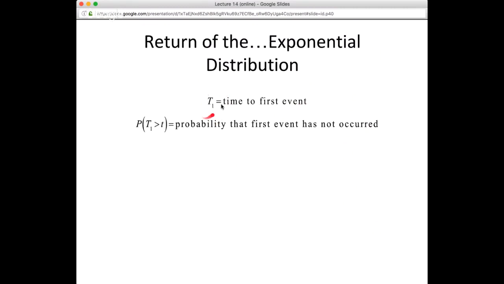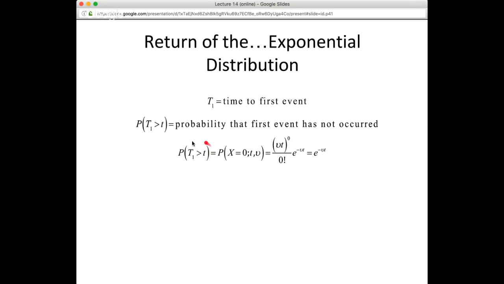So let T1 be the random variable for the time to a first event. Just like for the geometric distribution, capital N was the random variable for the number of trials to the first event, we're going to let capital T1 be the random variable for the time to the first event. If we were interested in the probability that that random variable was greater than t, basically that would be the probability that the first event has not occurred, because this is our realization here, little t, and if the time to the first event is greater than little t, then what we're saying is that the first event has not happened yet.